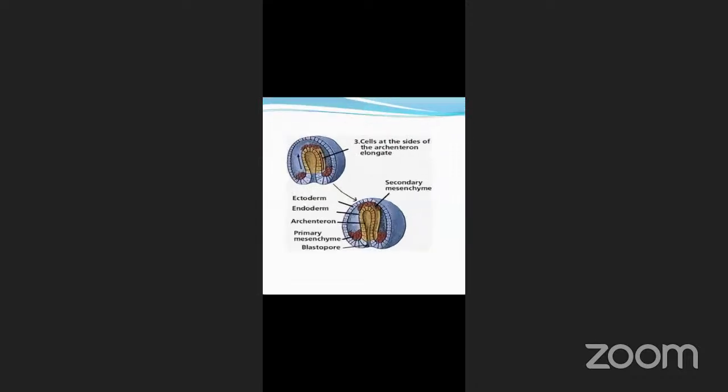So here you can see the cells at the sides of the archenteron elongate and form a tube-like structure. You can see the extension, and you have a blastopore at the bottom. Then you have the primary mesenchyme at the bottom, the red cells, and the top one is the secondary mesenchyme.